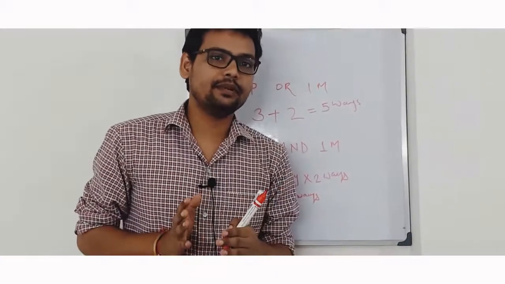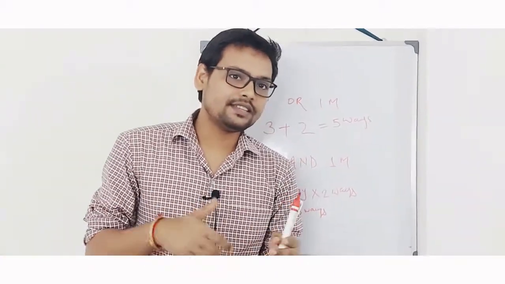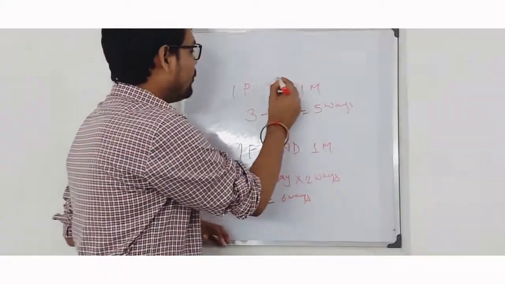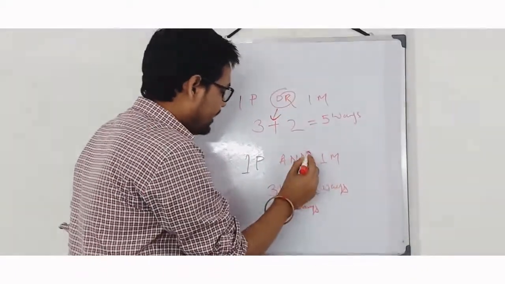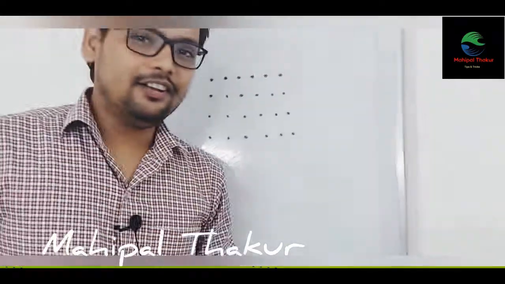And this is nothing new. You have used it many times in life. And what are these 2 rules? OR means addition and AND means multiplication. Only these 2. Look at this picture.